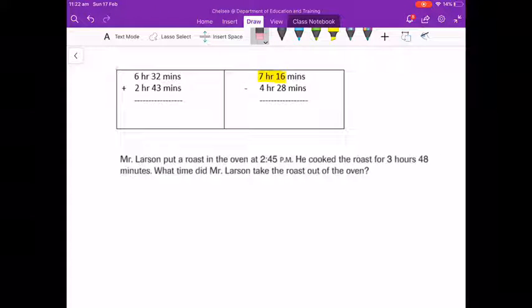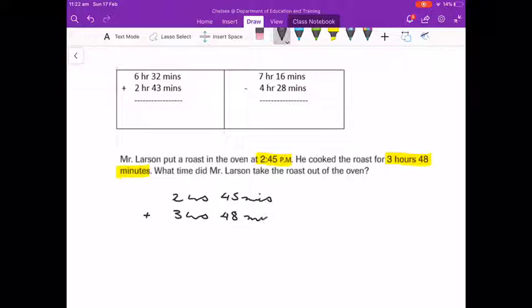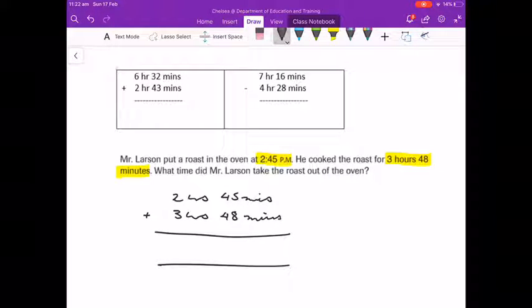Mr. Larson put a roast in the oven at 2:45 p.m. He cooked the roast for 3 hours and 48 minutes. And what time did he take the roast out? So we have 2 hours and 45 minutes, and we're going to be adding the cooking time of 48 minutes. Just like before, we add row to row.